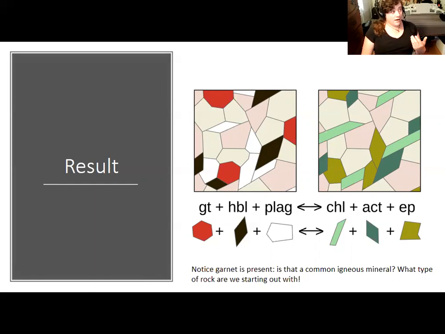One thing I want to ask, so the starting rock in this example is on the left, and the finished rock is on the right. Do you think the one on the left was igneous, metamorphic, or sedimentary to begin with? It had to be metamorphic because there's garnet in it.